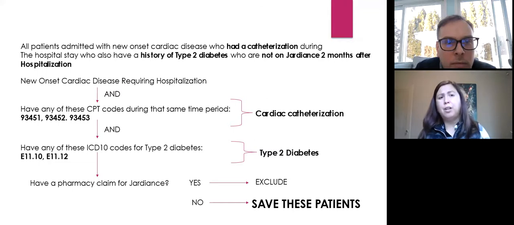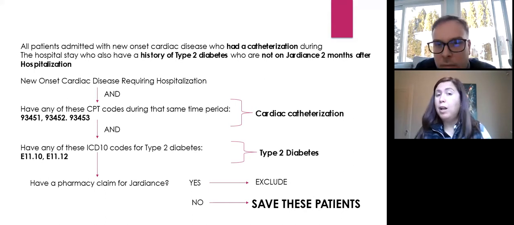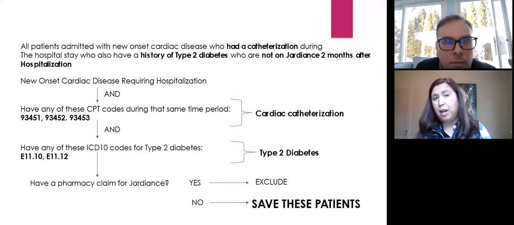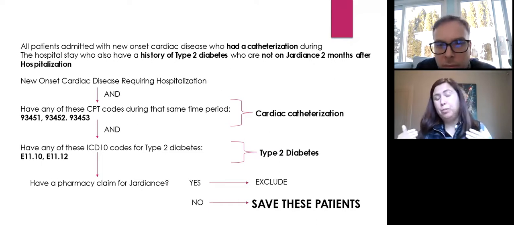So at the end of all that, we're looking for the patients who meet all this criteria, who do not have a pharmacy claim for Jardiance. So the program says, does the patient have a pharmacy claim for Jardiance? If the answer is yes, we're excluding them, and we're only left with the patients who do not have that pharmacy claim, who did not go to the pharmacy to fill this drug, with a pharmacy claim in place 2 months after the hospitalization.